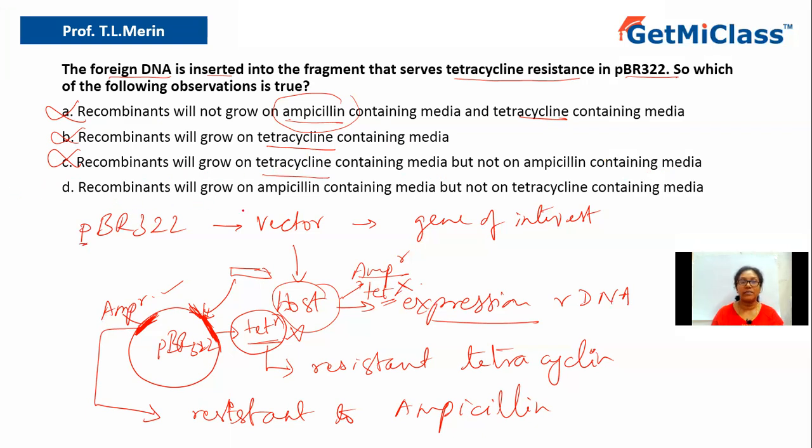Option D says recombinants will grow on ampicillin. Yes, because their ampicillin resistant gene is intact, but not on tetracycline containing medium. That is absolutely right because the tetracycline gene has been inactivated by the insertion of the foreign DNA. Hence, that is the correct answer. So let us conclude. The answer is option D.